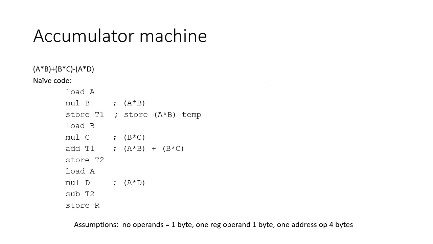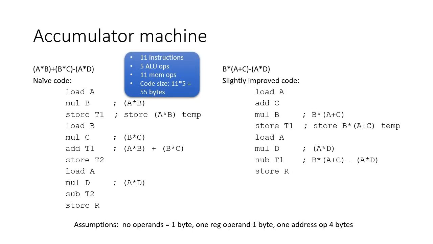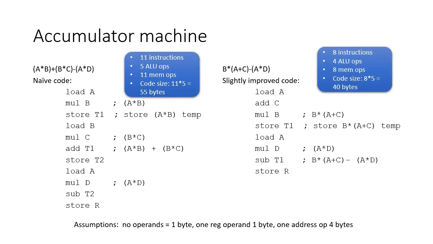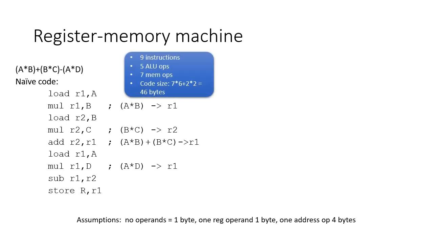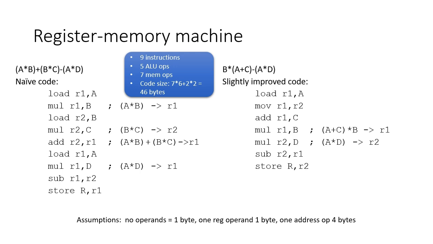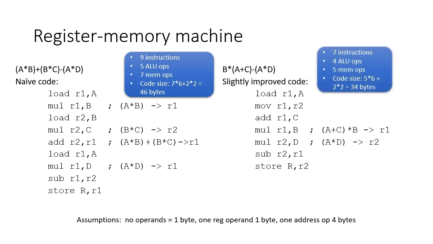Here are the same situations for the accumulator machine. Every instruction is now also a memory operation, as one of the operands has to come from memory. The register-memory machine further slightly reduces the number of instructions needed, and in particular the number of memory operations, as you can reduce the data loaded.